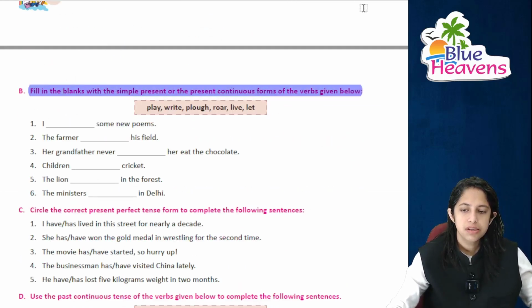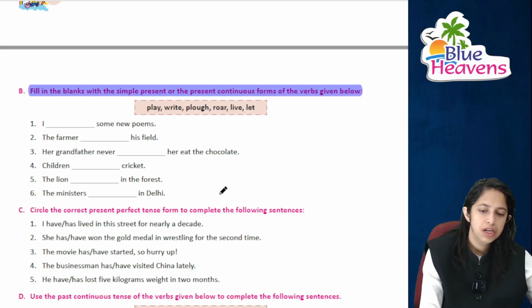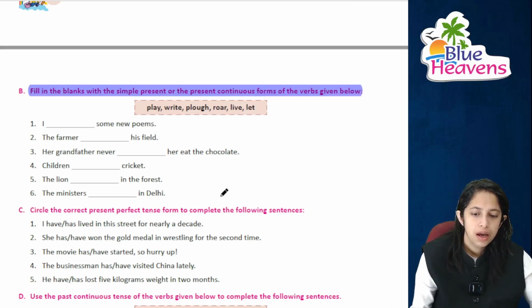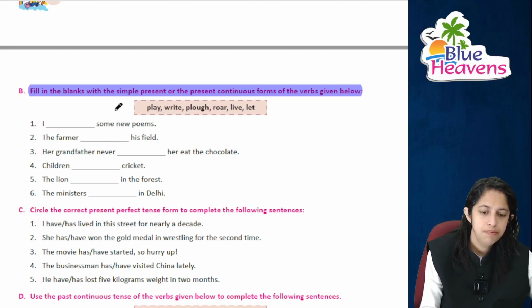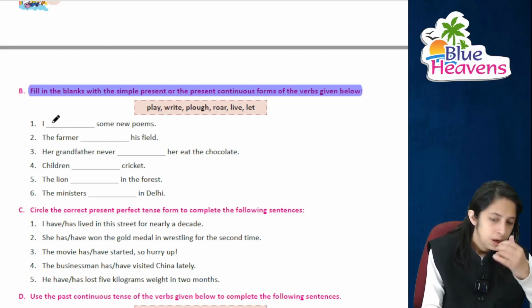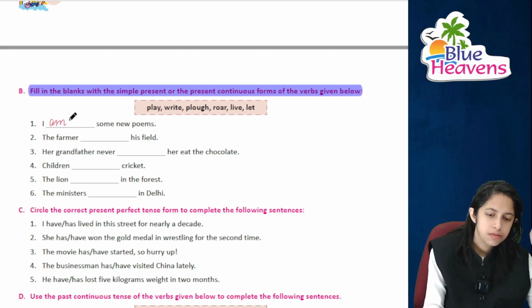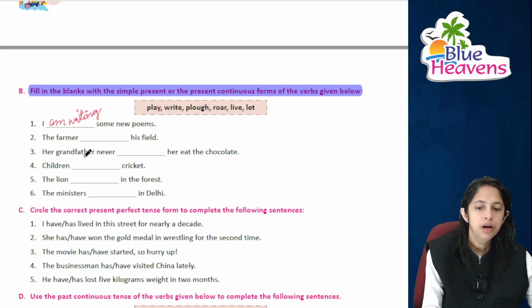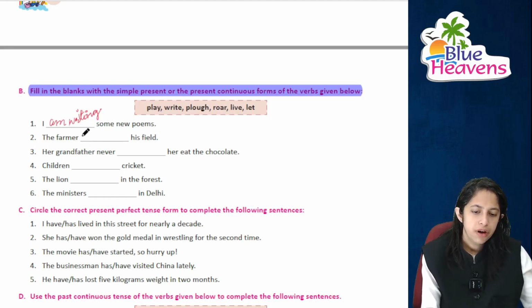Moving on to the next, you have to complete the fill in the blanks. Simple present and present continuous are given in this bracket. I dash some new poems. I am playing some new poems. No, I am writing some new poems. Right, the farmer dash his field. The farmer is plowing his field.